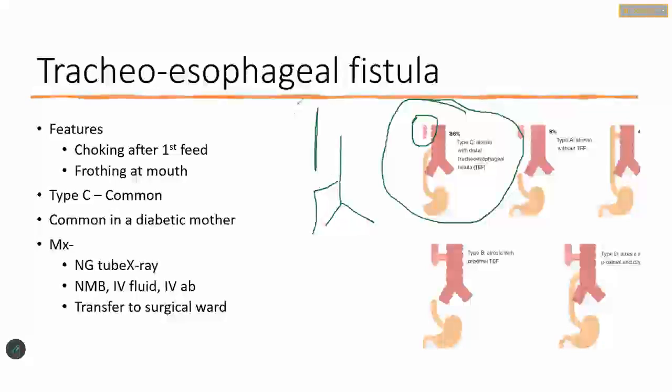So what happens is, if we take type C, when we feed the child, the first feed will be breastfeeding. When we give the breast milk, it comes up to this level and can't go beyond because there is a blind end. So for some time it will be stuck there, and it will be regurgitated into the trachea, and the child will develop distress. That usually happens in any type of tracheoesophageal fistula, but the common type is type C.